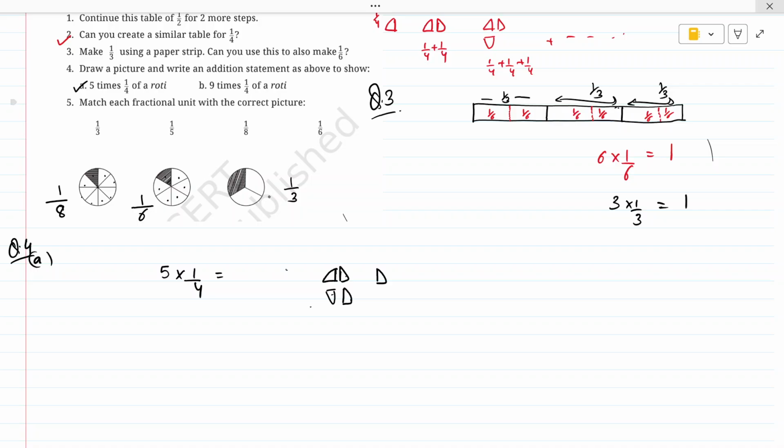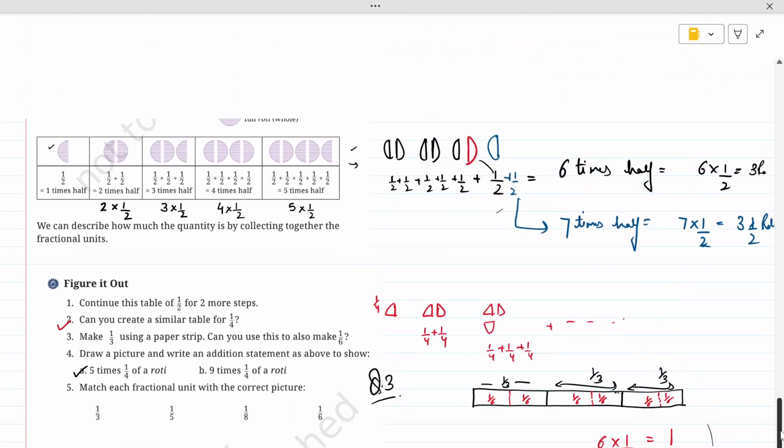Okay. So kids, I hope that you have understood the basics of fraction. What is a fraction? What are unit fractions? How we can arrange the fractions in ascending and descending order. And these examples of fractions using a strip of paper and this roti division.